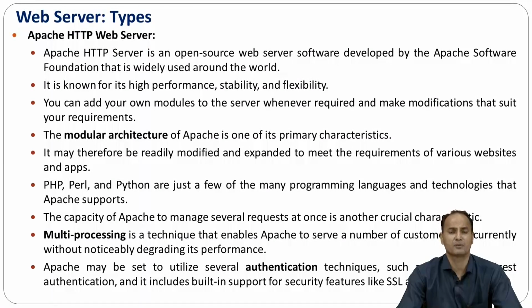There are various types of web servers available in the market. Among that, the first one is the Apache HTTP web server. The Apache HTTP server is an open source web server software developed by the Apache Software Foundation that is widely used around the world. It is known for its high performance, stability and flexibility. You can add your own modules to the server whenever required and make modifications that suit your requirement. The modular architecture of Apache is one of its primary characteristics.